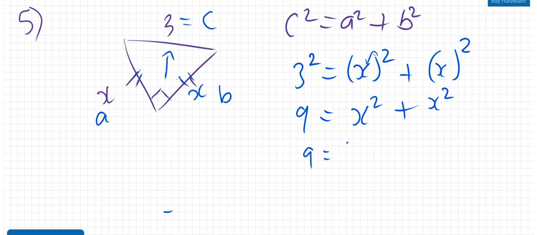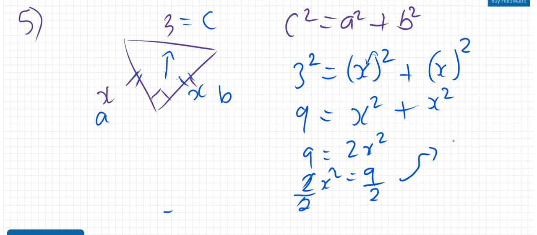So 9 is equal to 2x squared. And if it helps, rewrite it so you have 2x squared equals 9. I haven't changed anything, I just rewrote it so my x is on that side. And now using your equation skills, divide by 2, divide by 2. Now I'll leave it in fraction form because I think the question said to leave it as an exact answer. So now I've got x squared is equal to 9 over 2.